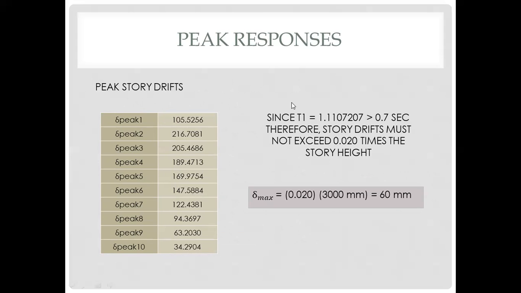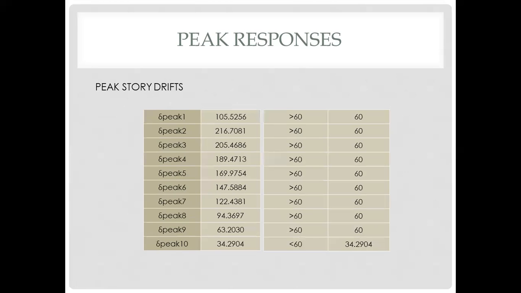So, since the modal period for mode 1 is equals to 1.1107207, that is greater than 0.7 seconds. Therefore, story drifts must not exceed 0.020 times the story height. So first, we need to solve for the maximum drift. So ito siya, 0.020 multiplied by 3,000 mm is equals to 60 mm. So yan.